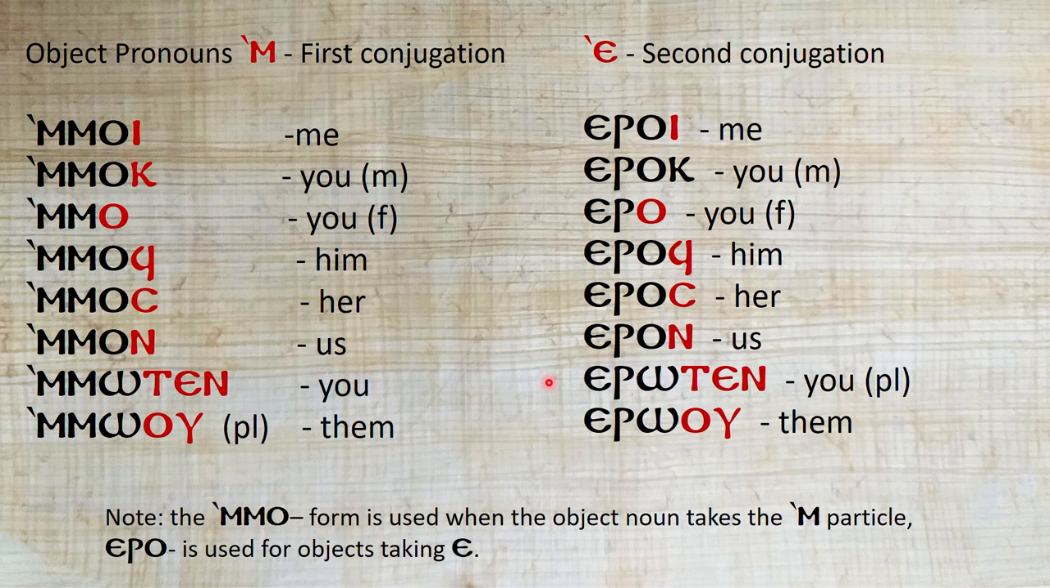Okay. Aikadi eroden, I understand you, plural. Okay. Dikadi means I understand. Erau, I understand them. Okay. So note that the MO form is used when the object noun takes the M particle with certain verbs, and ero is used for an object taking an A with certain verbs too. Okay, so let's see next.